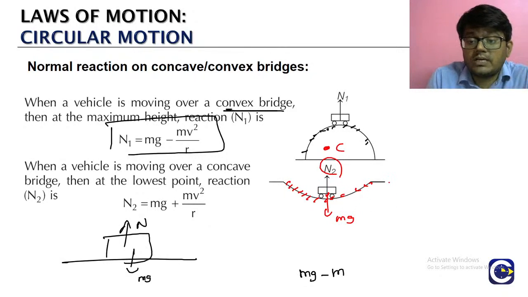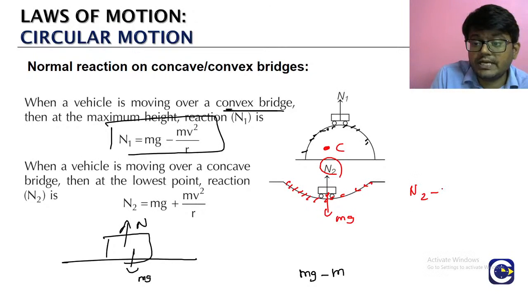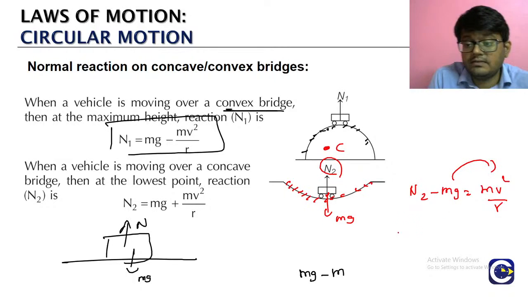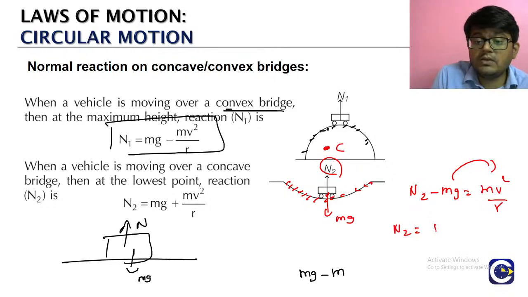Means we have to look at what is the net force upwards. N2 minus Mg is equal to what? Mv square by r. So take the Mg to the right side. N2 will be equal to what? Mg plus Mv square by r.